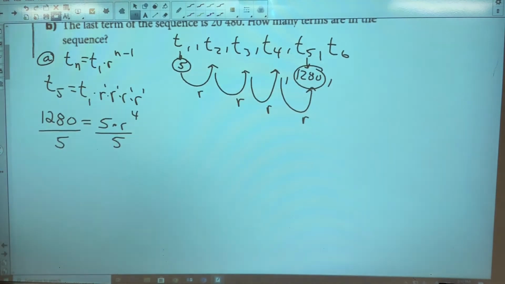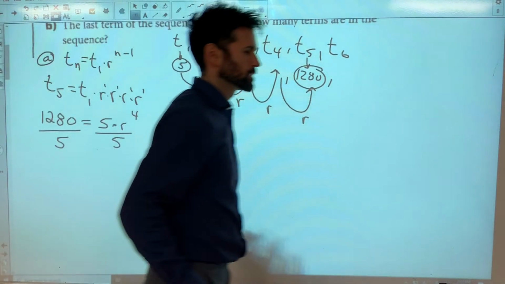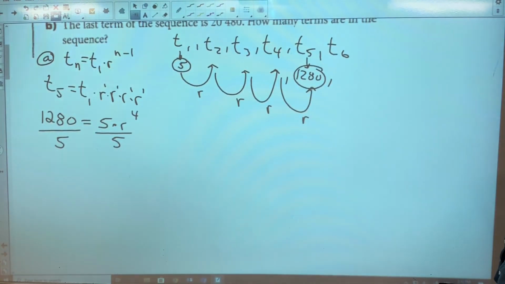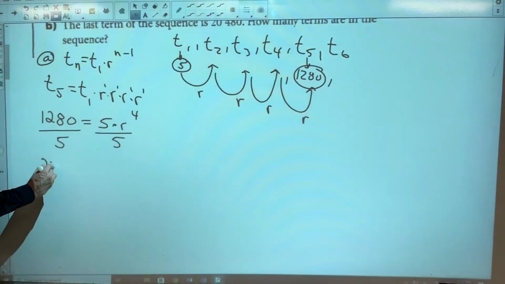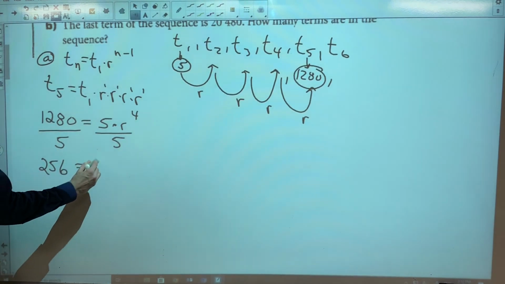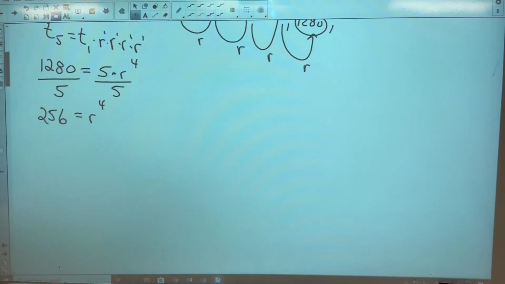I'd have to look at my notes. If anybody beats me to it, 256? So you get 256 equals r to the 4. I wonder if anybody remembers how to get rid of a fourth power. Just square root. Close. But yeah, you have to do the fourth root.